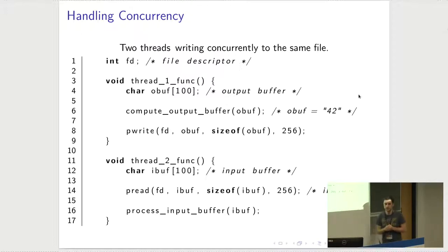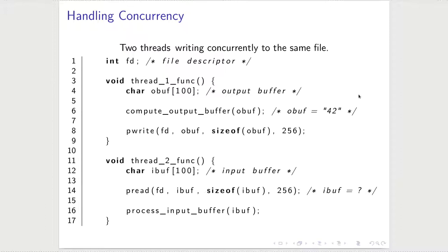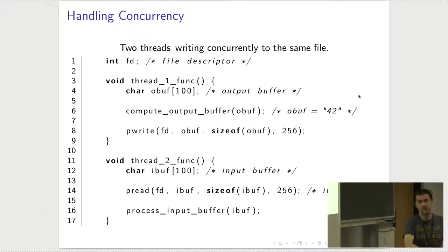Second example, concurrency. Still, we are not running transactional code. This is just for introducing the problem. This time, we have one file descriptor, FD, and we have two threads. Thread number one computes an output buffer, writes it to FD. Thread number two reads something from FD, processes the input buffer, and does something with whatever it read from the file. So in terms of our weather monitoring station, the first thread could be part of the code that reads the data and updates the files. And the second thread could be part of the code that takes the measured data and transfers it to the central server. And if you look at this, I guess you've probably spotted the problem here.